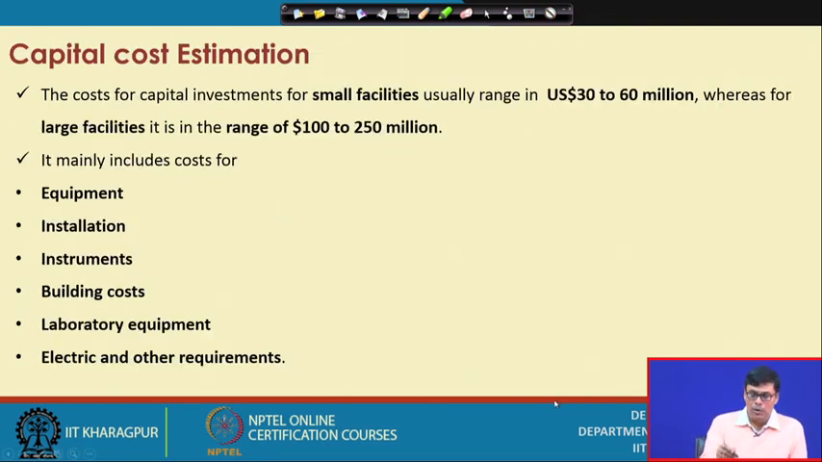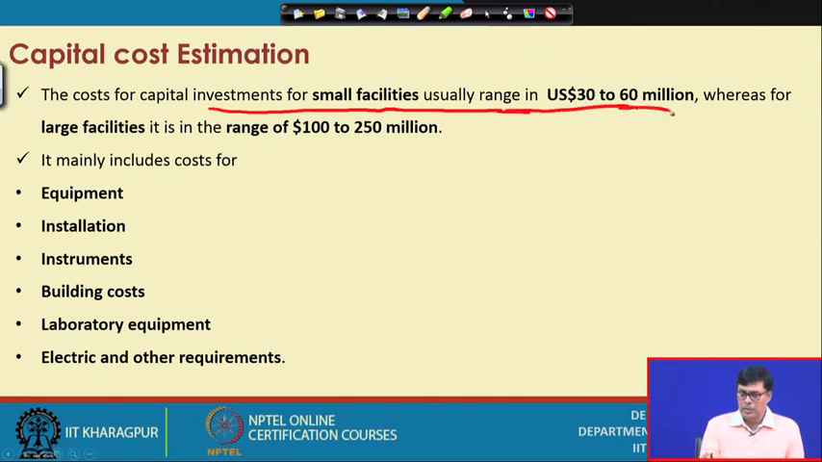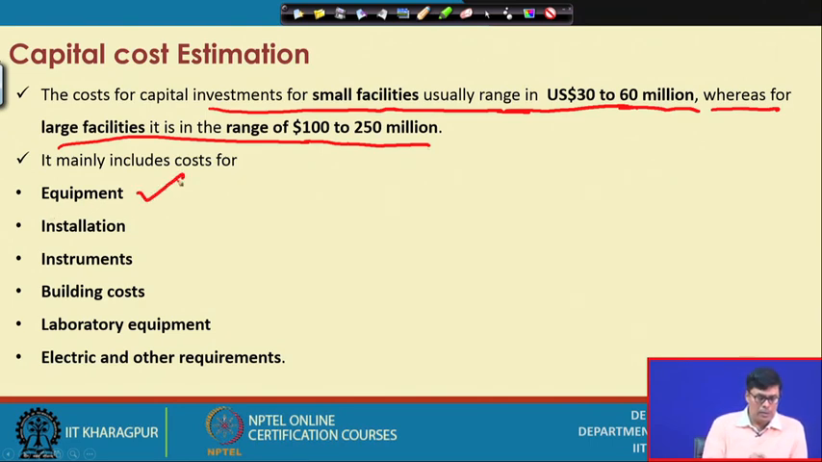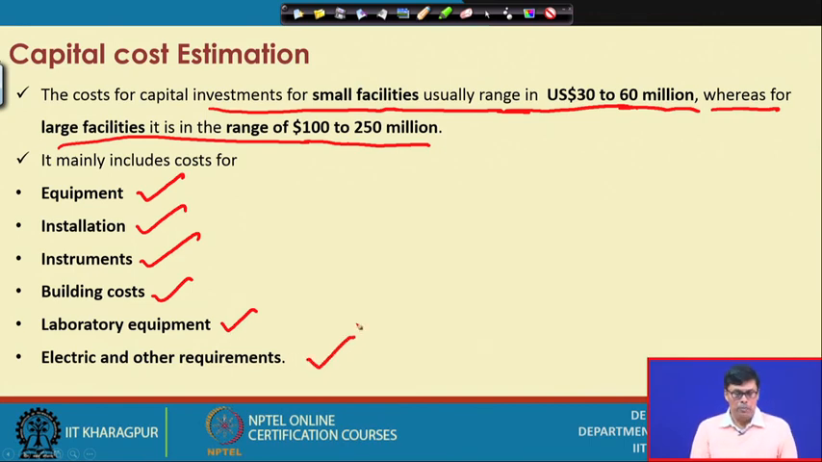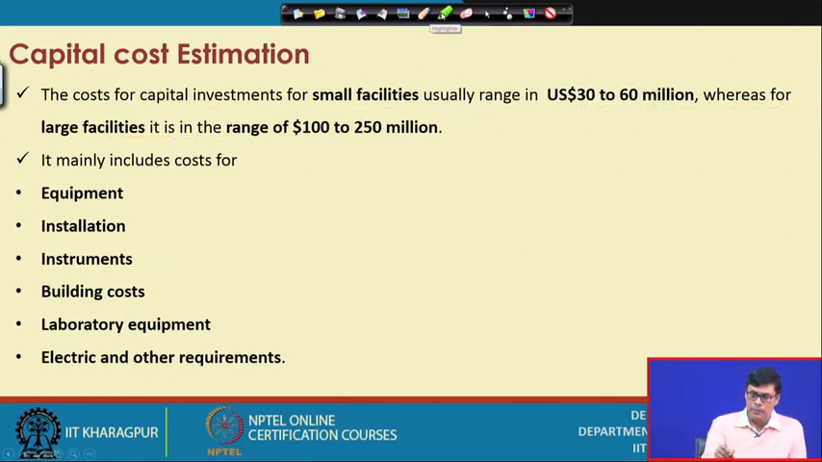Then for the capital cost, how do you do the analysis? The capital investment for a small facility is in the range of 30 to 60 million dollars, whereas for a large facility we require 100 to 250 million US dollars. The main components include, first, your equipment, second, the installation, third, instrumentation, building costs, labor equipment, laboratory equipment, and the electric and other requirements. So, these are the different things that come under the capital cost.